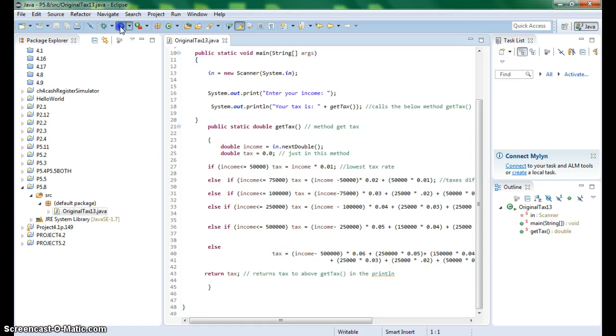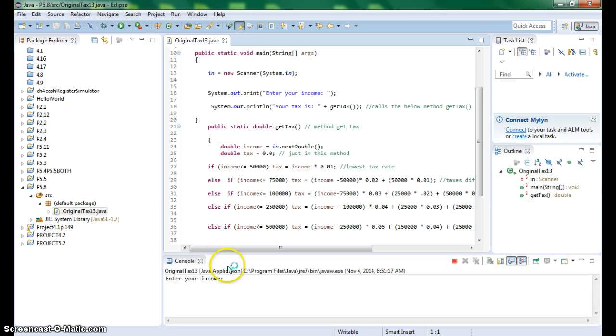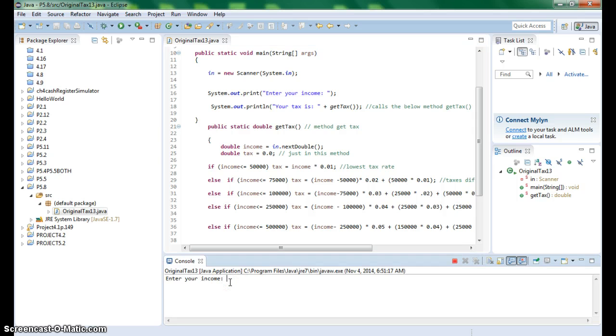So I'm going to run this. Give you a couple of scenarios. Let's see. So I'm going to enter 45,000, and the income tax is $450. That's the 1% on the first 50,000.